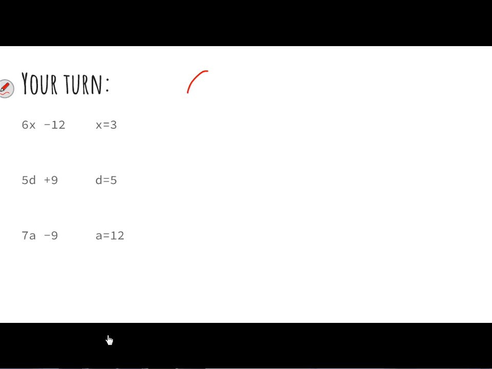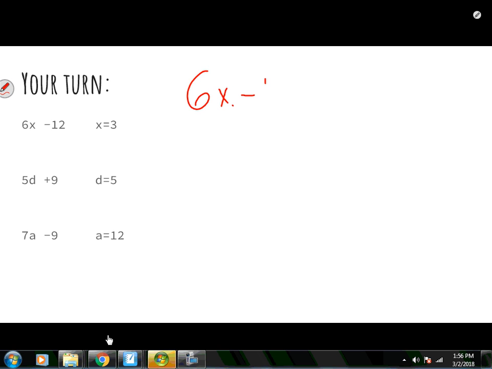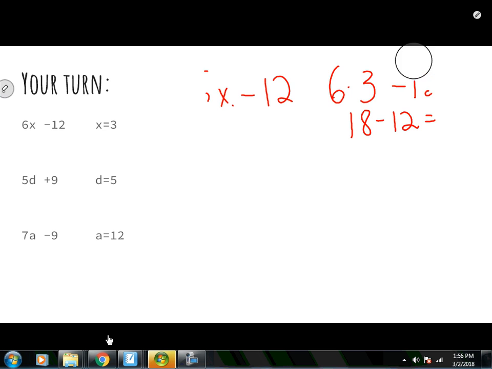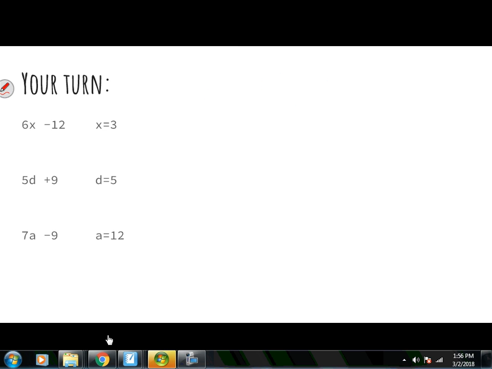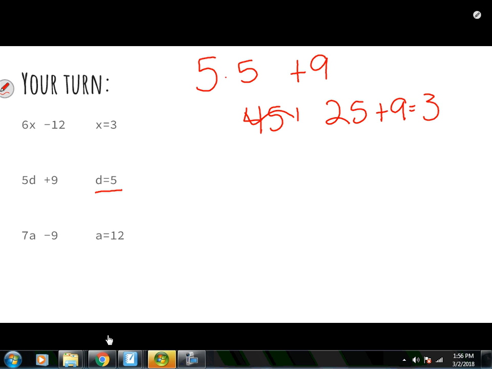Okay, for the first one, 6x minus 12. Again, a number and a variable up against each other means multiplication. So 6 times 3, because x is equal to 3, minus 12, or 18 minus 12 is equal to 6. 5d plus 8. 5 times 5, because d is equal to 5, plus 9, 45, or excuse me, 25 plus 9 is equal to 34.